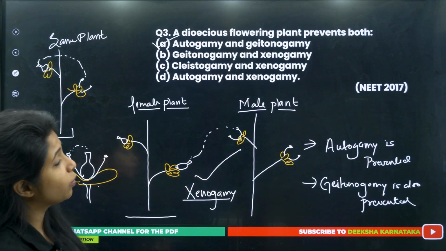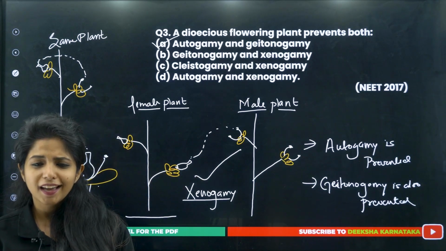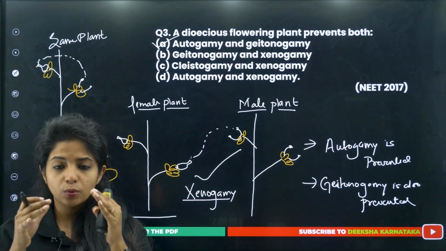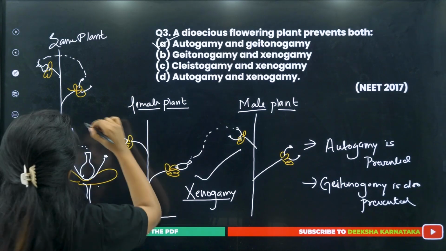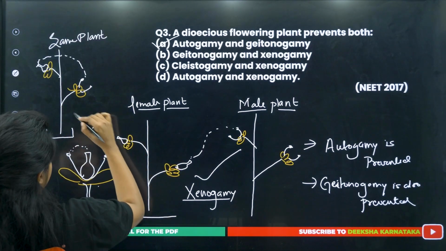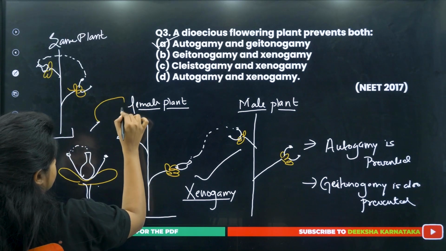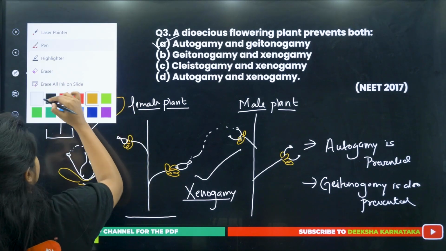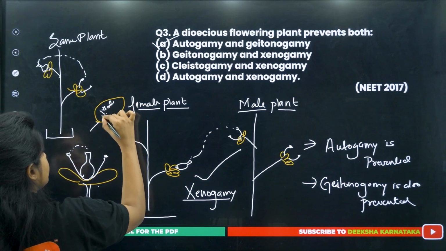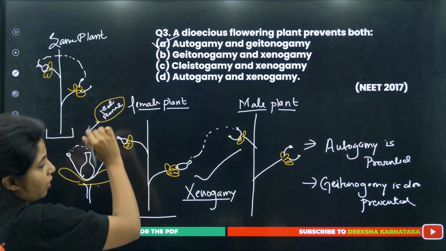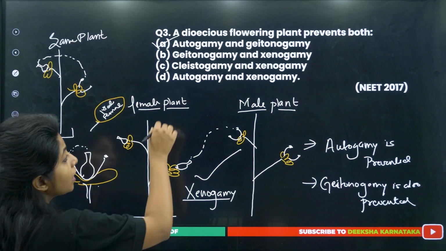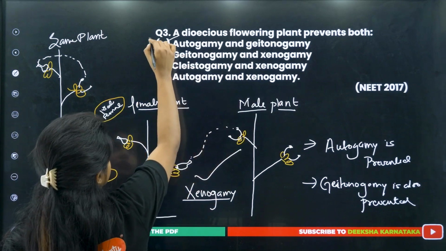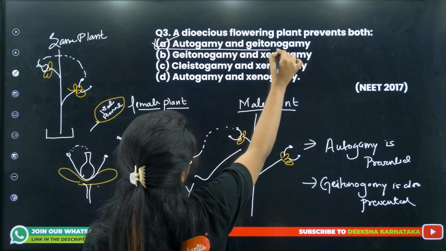Cleistogamy and xenogamy. What do you mean by cleistogamy? Basically, cleistogamous flowers are the ones that are closed. The flower bud itself is closed and it will have both the male and the female sex organs within this flower. So they have to be compulsorily autogamous. So obviously we are not talking about that. Autogamy and xenogamy, that is also not there. So this is the correct answer, children. Who all got it correct?